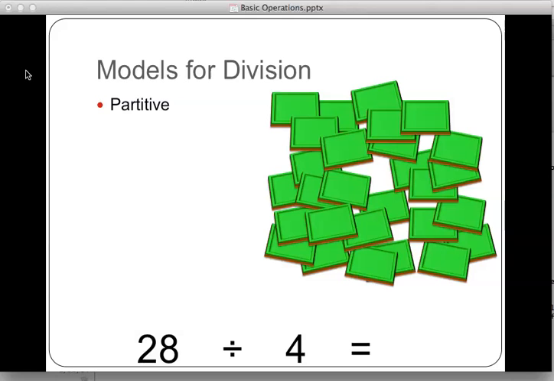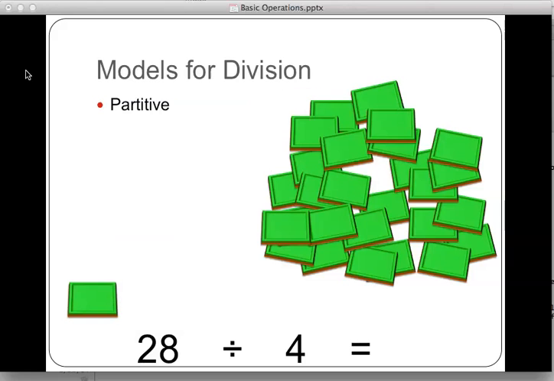This example is called partitive. It's still division, but think of it in a different way. 28 divided by 4. I'm going to ask the question a little differently. How many will be in 4 groups? With measurement, I said how many groups of 4? In this example, I'm going to say, hey, there's 4 groups. How big are the groups?